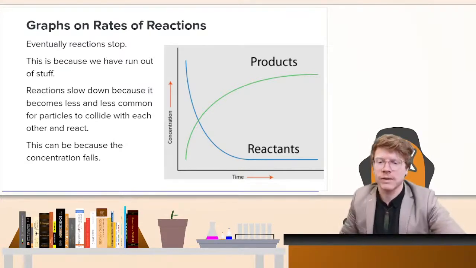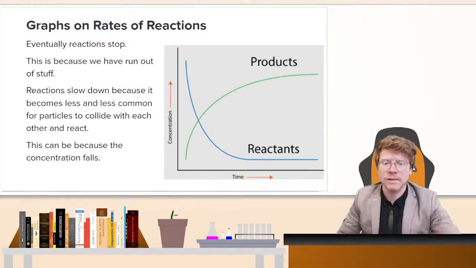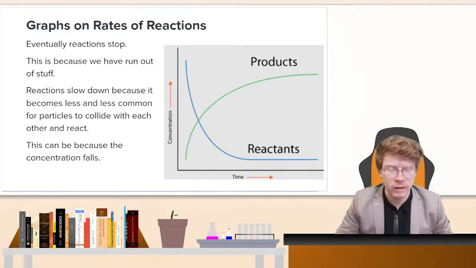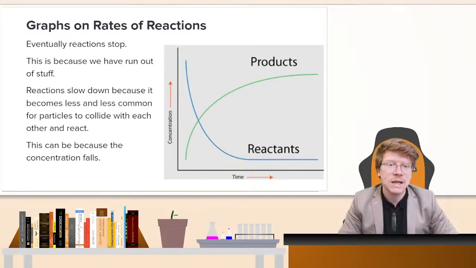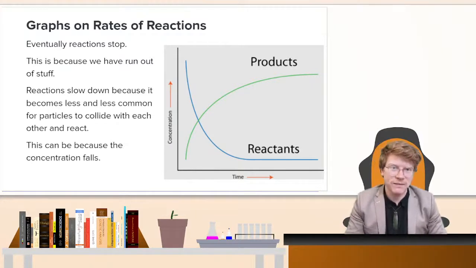So products and reactants. So here you've got a reaction that is occurring. You have some reactants, they make products. Eventually your reactions are going to stop because you're going to run out of stuff to react, right? As you have less stuff, there's less of a chance that those reactants are going to be able to bump into each other because there's just less of them. You've got a lower concentration of them in the space. So reactions slow down over time.